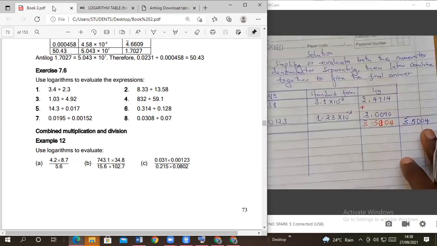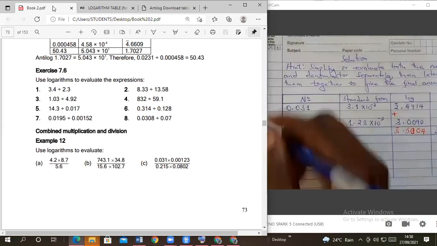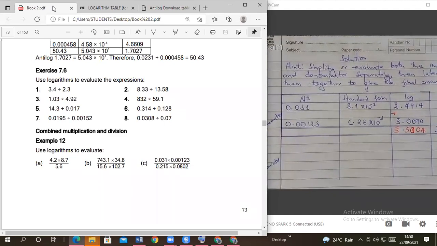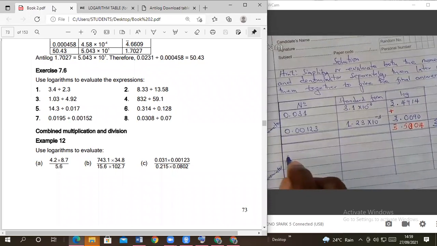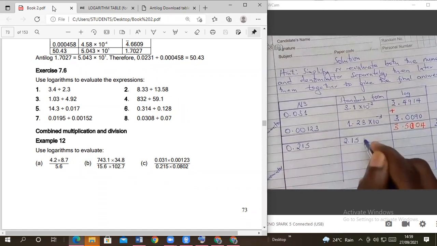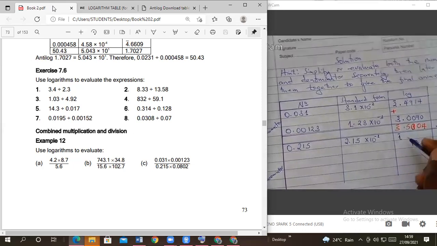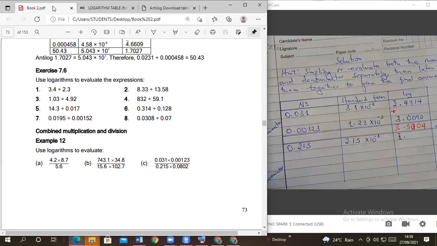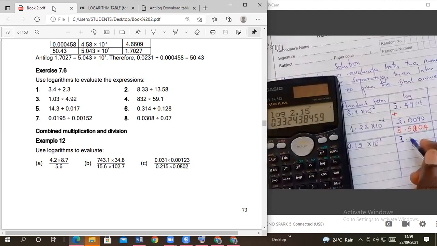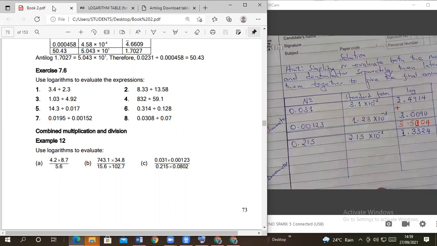Then I start now with the denominator. So this was our numerator. Now we come to the denominator. What do we have in our denominator? 0.215. When you change it to standard form, it's going to be 2.15 times 10 to the power negative 1. So this one becomes 1 bar point. What is log of 2.15? You get 0.324.